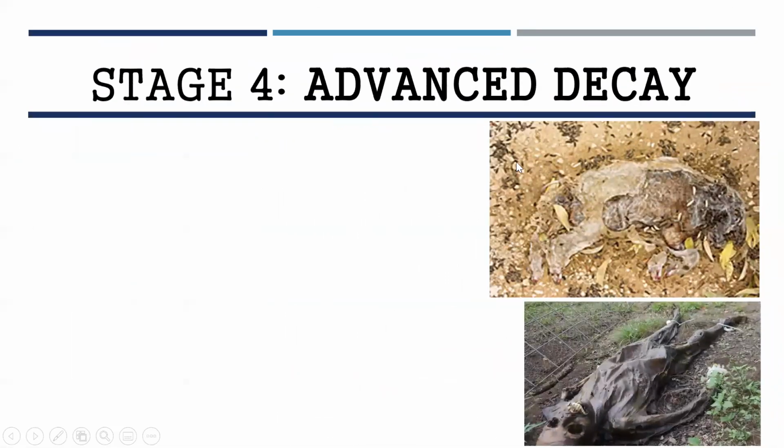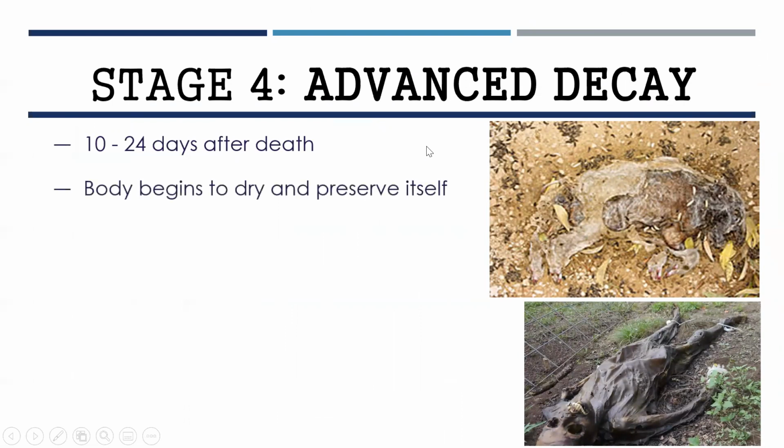Okay, stage 4 is advanced decay. This is 10 to 24 days after death, depending on conditions. Basically what happens is the body starts to dry itself and preserve itself. This is where you can have some mummification happening depending on the situation and the environment. Most of the flesh is gone due to the insect activity. Unfortunately, if you have someone left in the wilderness, it is possible too that scavengers and carnivores may be eating off the body, but the insects actually do clean off the bones pretty well. There's usually not much left behind.